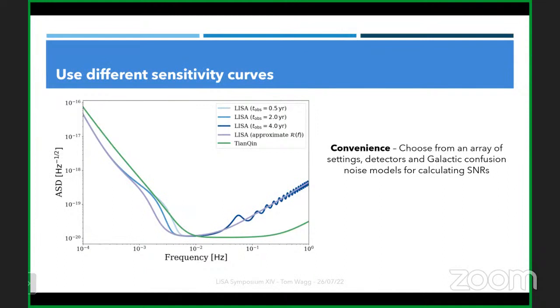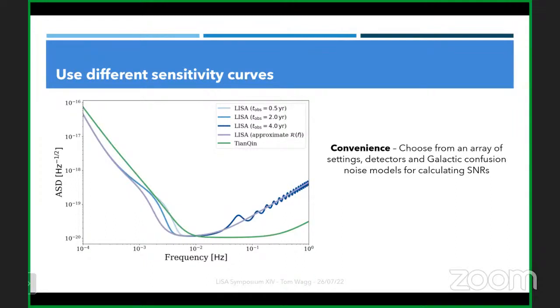Maybe you're thinking these sources are more suited to Chanchin or something like that. We also let you use a lot of different galactic confusion noise models. So we've got the one from the Robson paper, 2019, then also Huang, 2020, and the newer one by Sarah Thiel, 2021. That's actually being presented in parallel session D next, if you want to go take a look at that. And all of these you can use quite easily and quickly.